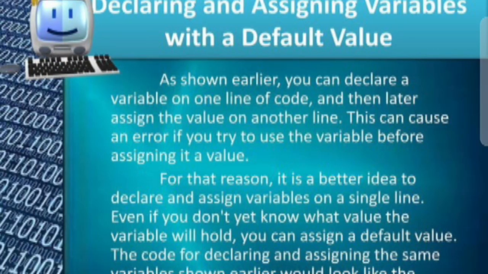Declaring and assigning variables with default values. For this reason, it is a better idea to declare and assign a variable on a single line. Even if you do not know what value the variable will hold, you can assign a default value. The code for declaring and assigning the same variable shown earlier would look like the following.